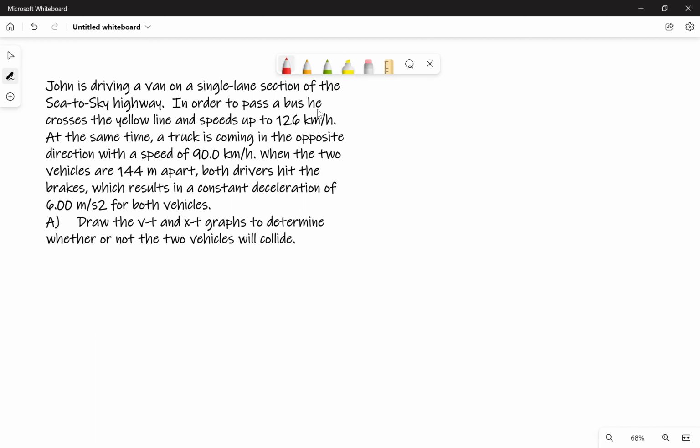Okay, so the first thing that I ask you every time is to draw a sketch. Draw a simple sketch of the situation. So let's say we are looking at the scene from the top, for example, from a helicopter or a plane, looking down the highway, and we're seeing the two vehicles approaching each other.